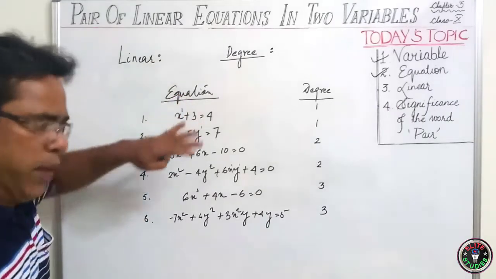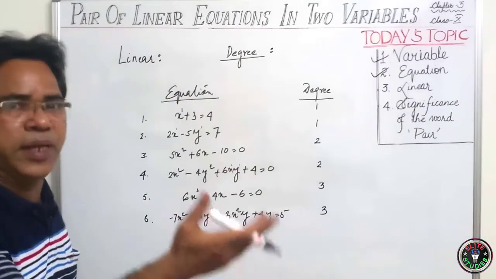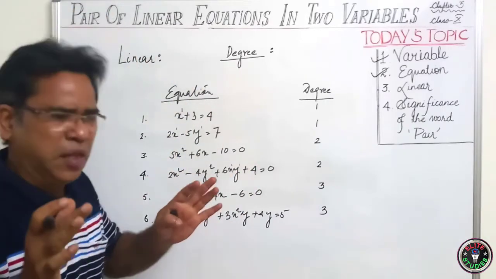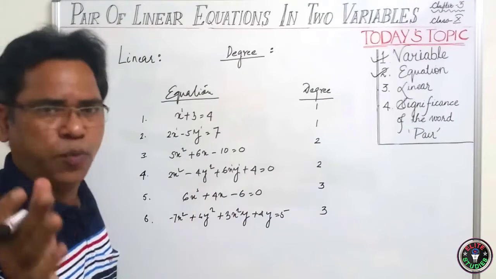Similarly, we can have many other examples having degree 4, degree 5, degree 6, degree 7, and it may go up to degree 10, 11. So those things are at present irrelevant to you. It is beyond the scope of our syllabus.